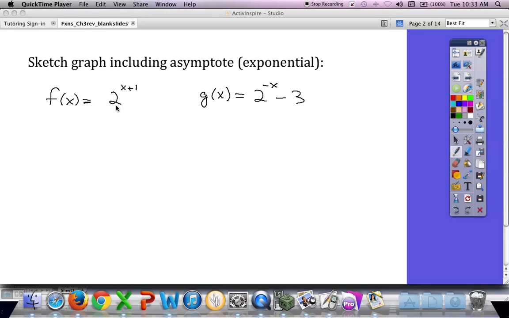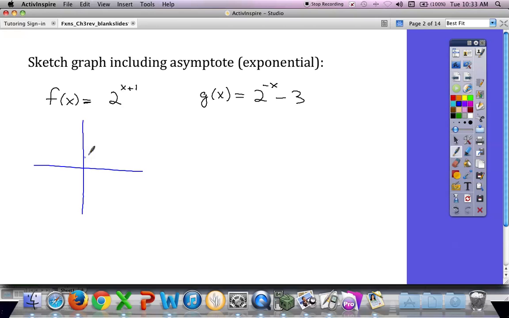Again, is this exponential growth or decay? It's growth, right? Because this 2 is greater than 1, and that's a positive x, then it's going to be growth, which we know means that the graph would look something like that, right? But what's the effect of adding 1?